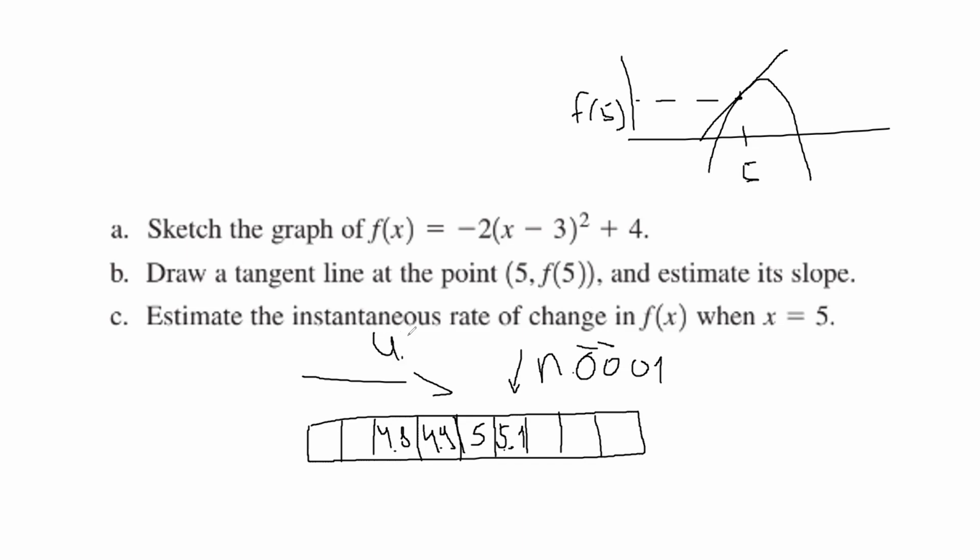Here would be 4.999, okay? And what you do is find the average rate of change between these two points and between these two points. And you're going to see the value in the middle that we are approaching. And this would be your answer, the estimated slope.